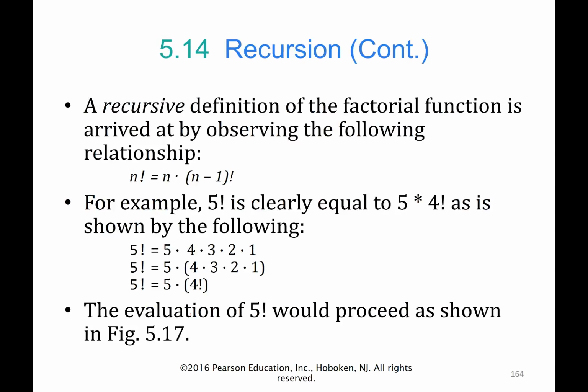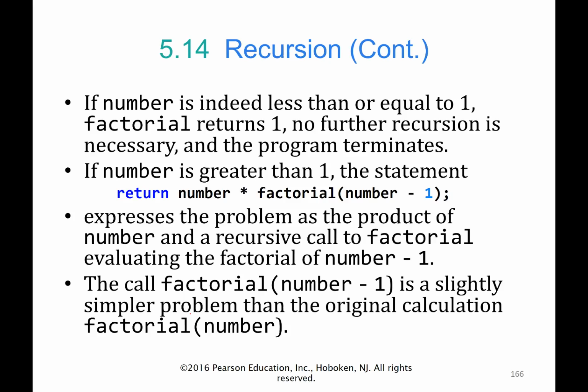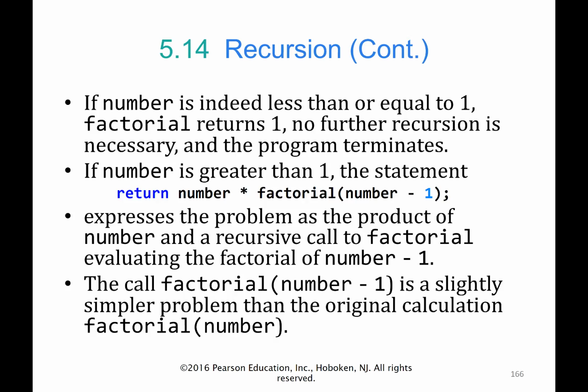And again, this is the same thing that I just did right here. And we return number times factorial number minus 1. That's just the same example as I did right there. So, a slightly simpler file. And we just keep doing that until it's equal to 1, right there.